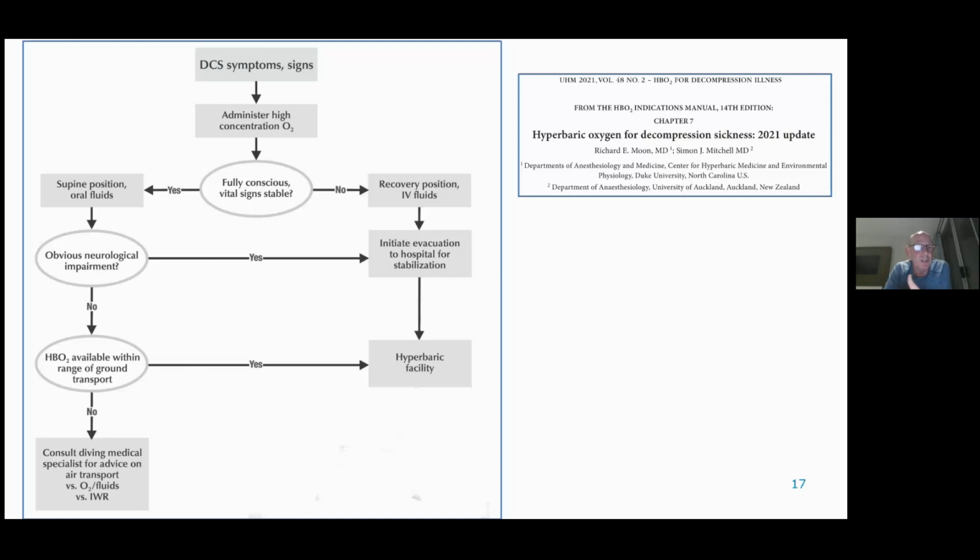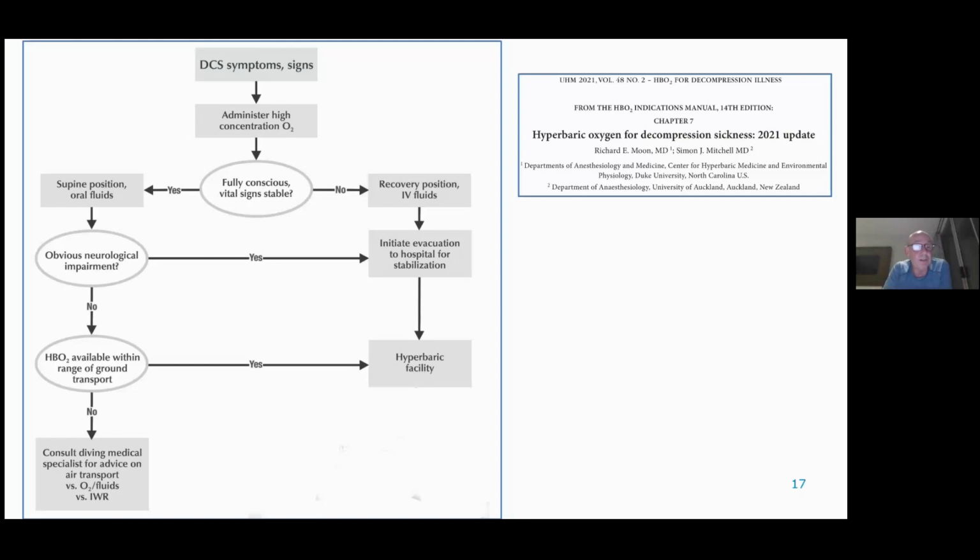However, if they're fully conscious and hemodynamically stable, we put them in the horizontal position, perhaps add oral fluids to the 100% oxygen. And the next question is, do they have neurological impairment? If that's obviously the case, then again, there's no debate, they need to be evacuated.